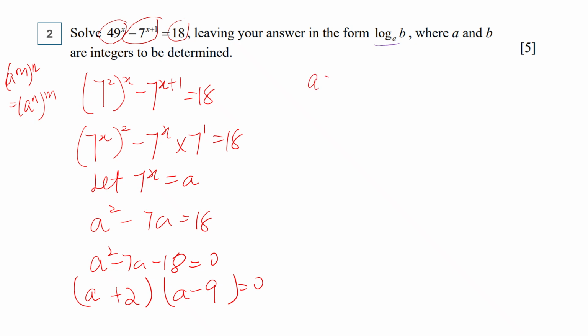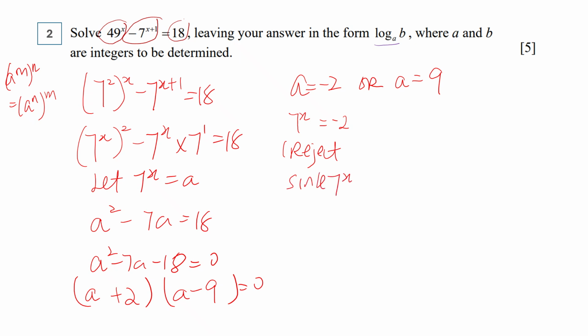Right, so you have a equals to 2, or a equals to 9, or a equals to negative 2, sorry. But a is a substitute value for 7 to the power x. So having 7 to the power x equals to negative 2, of course we need to reject this answer, since 7 to the power x is an exponential function, so it will have to be more than 0. Therefore, leaving you only to have 7 to the power x equals to 9.